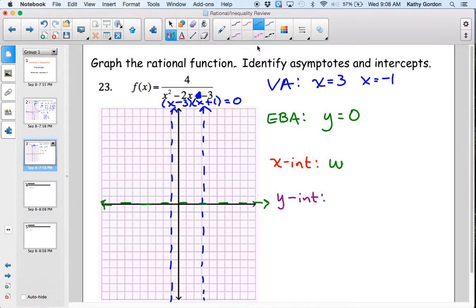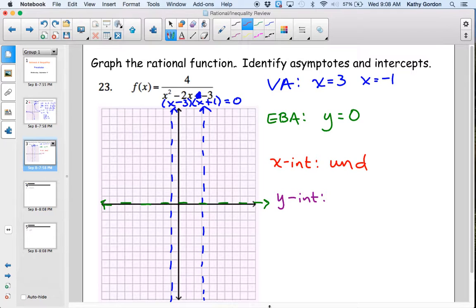Whoops, I meant that to be red. There we go, undefined. So we know we're not going to be crossing the x-axis because there is no x-intercept, which makes sense because we got an asymptote there. So that goes hand in hand. But again, not exactly. I'll talk about that in a sec.